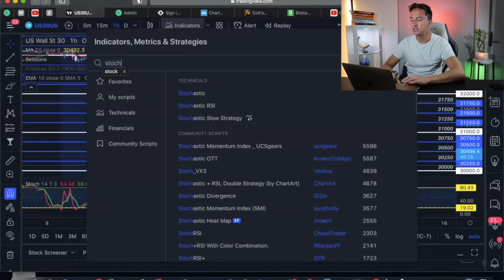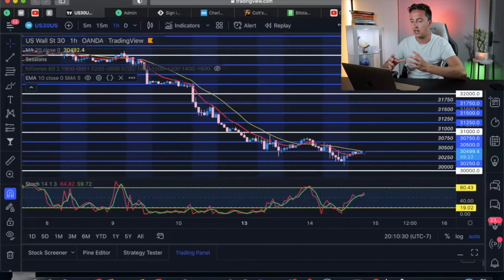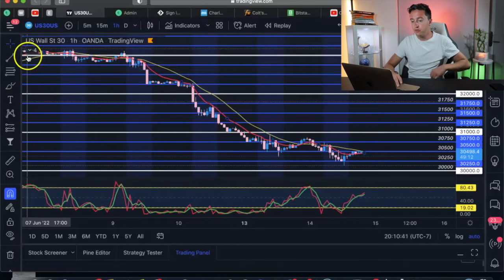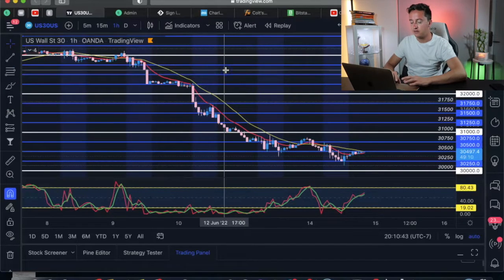And this is going to be fun for you guys because you're going to be able to actually understand the indicators that I'm using and how to actually use them. So you're going to be able to literally replicate my chart and have it exactly how I have it. So with the moving average, it is this yellow line right here.